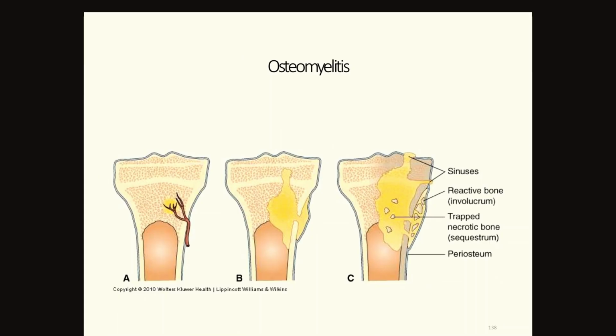So here's another way of looking at it. Again, here's all the pus formation. Here's the lifting of the periosteum. Here is the trapped necrotic bone inside the sequestrum. And then the involucrum is that reactive bone trying to reform.